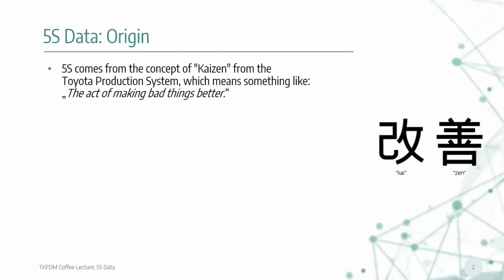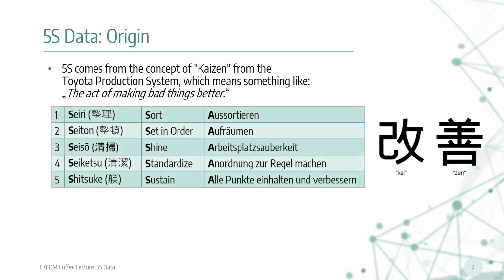The origin is actually from the concept of Kaizen, which was developed in the Toyota production system in Japan. Kaizen means something like the act of making bad things better, or you can also rephrase it as learning from problems or from mistakes. And these five letters mean Seiri, Seiton, Seiso, Seiketsu, and Shitsuke. Japanese words, but surely in the West they are not so understandable, so they were translated into English as sort, set in order, shine, standardize, and sustain.